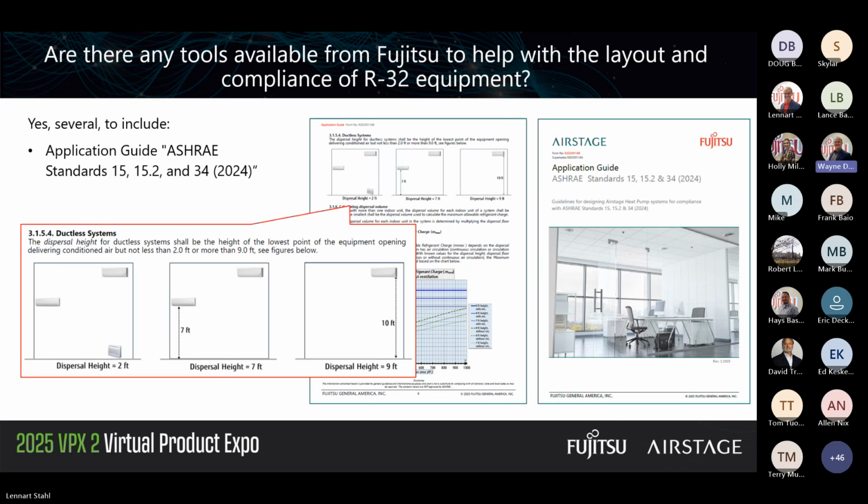Are there any tools available from Fujitsu to help with the layout and compliance? Well, yes, we have the application guide that Leonard mentioned. And the reason I chose this particular little inset here is because understanding dispersal height and how it can be different between ducted and ductless systems is critical. So again, if you have a floor mount unit on the bottom left, your dispersal height may only be 2 feet. So that's going to significantly affect your dispersal volume, which is the value that we go by. We don't go by square footage alone, it's by volume. Next slide.